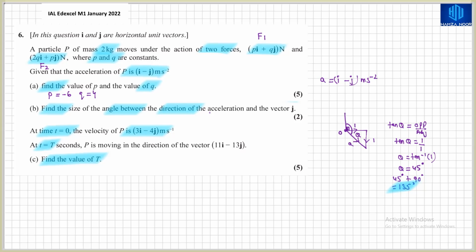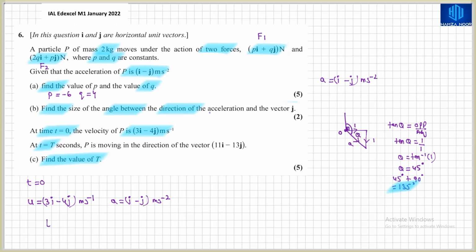So the requirement of part C is to find the value of T, where T is an uppercase letter. According to the information given so far, when time t is equal to 0, we have a velocity vector of 3i minus 4j meters per second. So the initial velocity vector u is 3i minus 4j meters per second. And we also know that the acceleration vector is i minus j meters per second squared.